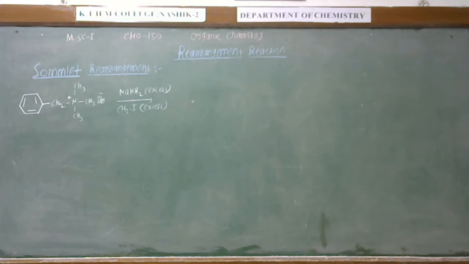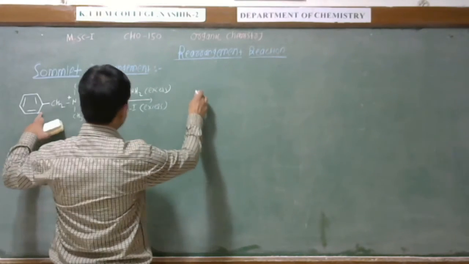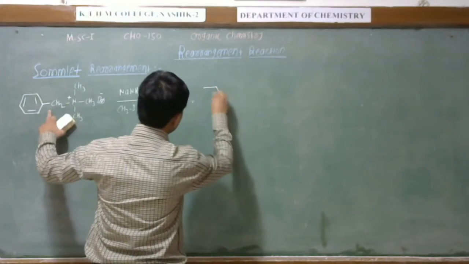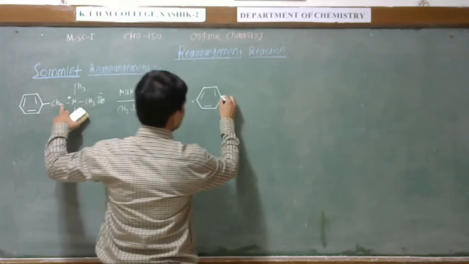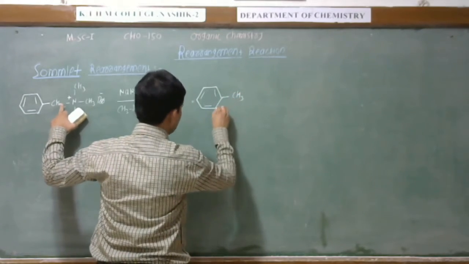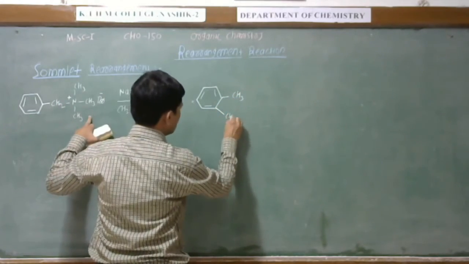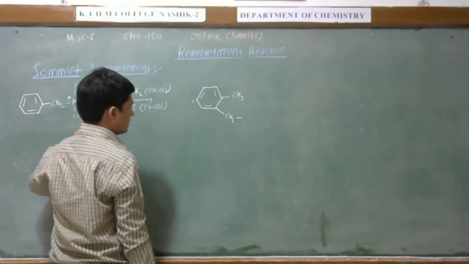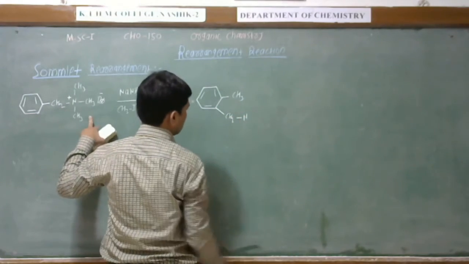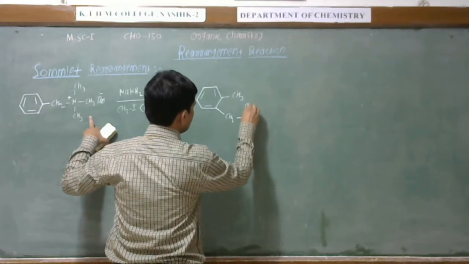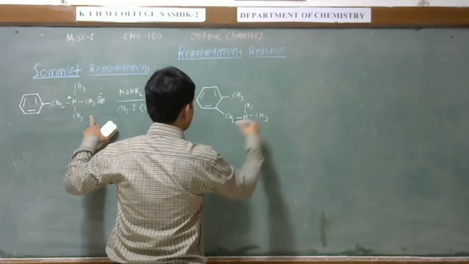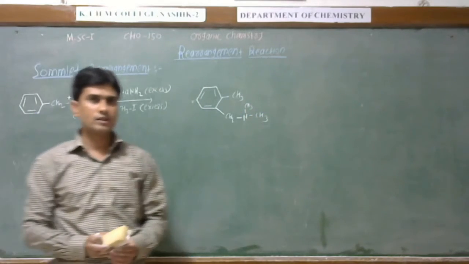At that time, what happens? We know that this example is like the earlier example, so I directly write the product. By the Sommelet rearrangement, we can make this: CH3, CH2, CH2, and this is nitrogen with CH3 and CH3. This is the product of Sommelet rearrangement.